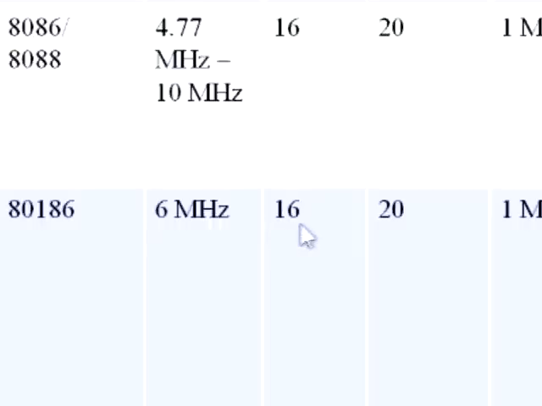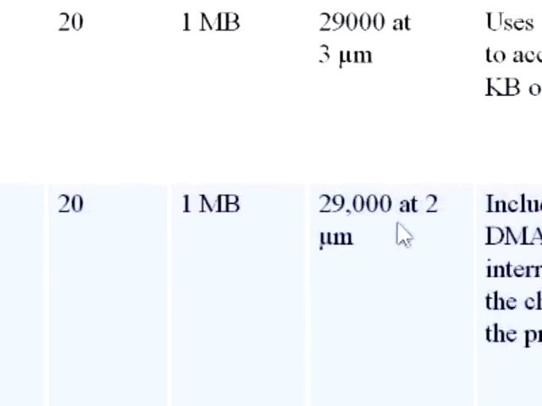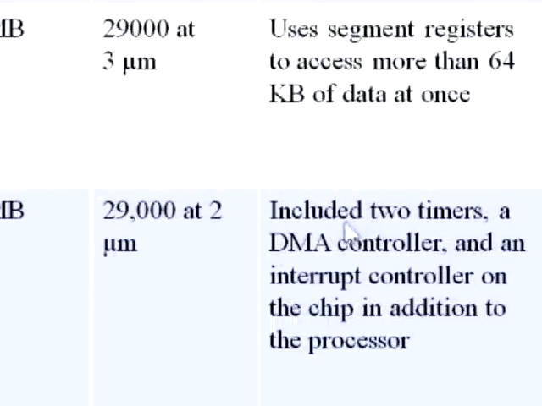The next processor is 80186, the operating frequency is 6 MHz. Here also the data bus is 16, address bus is 20. It also uses 29,000 transistors. But if you look at the special features, it has two built-in timers, and it has a built-in DMA controller and an interrupt controller on the chip in addition to the processor.